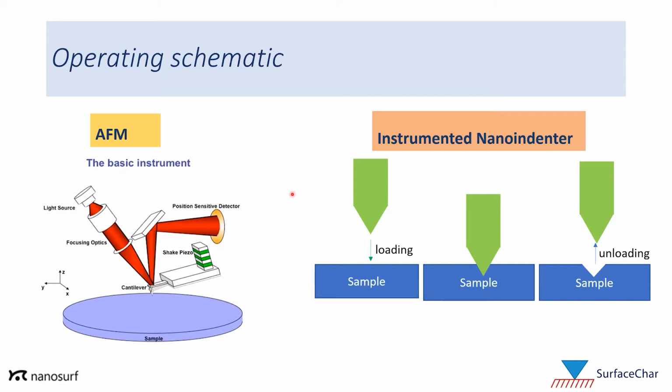Now, the instrumented nanoindenter actually behaves in a very different way. It's basically a diamond tip that is just going to plow in and out of the sample in a very simple motion, certainly simple relative to what the AFM cantilever is doing. So for example, here, all it's going to do is poke into the sample and then pull out and leave an indent in there, depending on the load. So very different behaviors between the nanoindenter motion and the AFM cantilever motion.